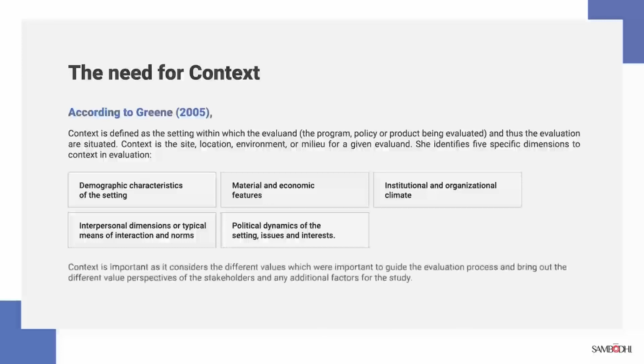In evaluation of a program, context is important as it brings out the different values which were important to guide the evaluation process and the different value perspectives of the stakeholders and any additional factors for the study. Context can help us understand the goals and unique characteristics of the program participants, any environmental, social, and cultural factors that may influence the outcomes, and any existing resources as well as constraints that may impact the implementation and effectiveness of the program. Culture is very important to the evaluation process.